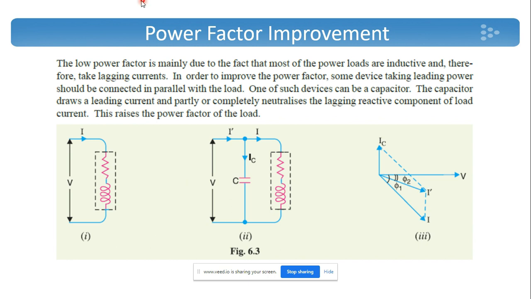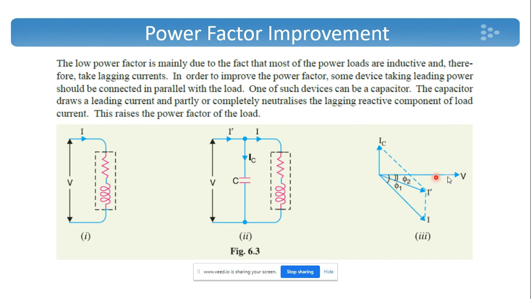Then methods for improving the power factor. You know that main cause of low power factor is inductive elements in the system. This inductive effect can be compensated by using a capacitor. By connecting a capacitor in parallel, we know that the current through the inductance is lagging and current through the capacitor is leading. So by connecting a capacitor in parallel with the load, we can see the phasor diagram.